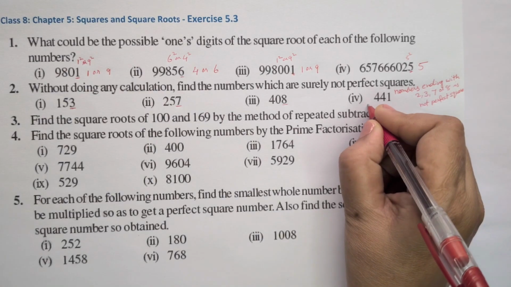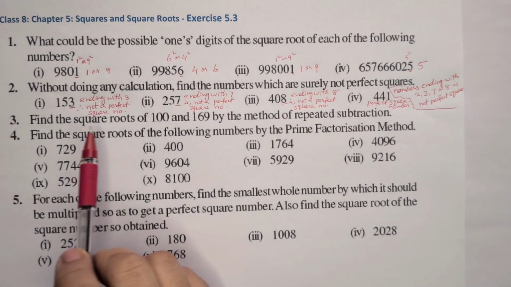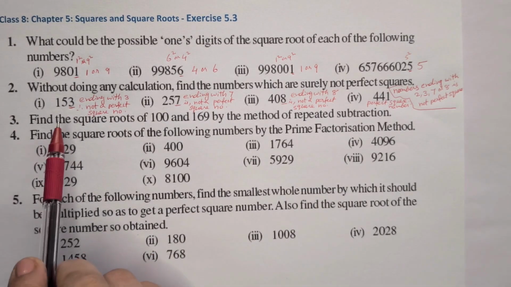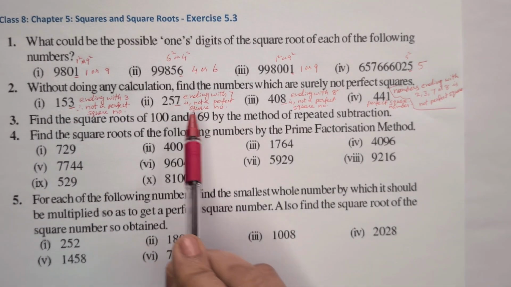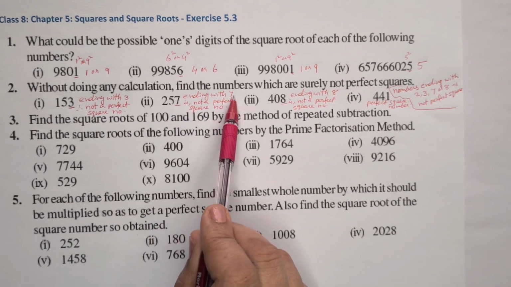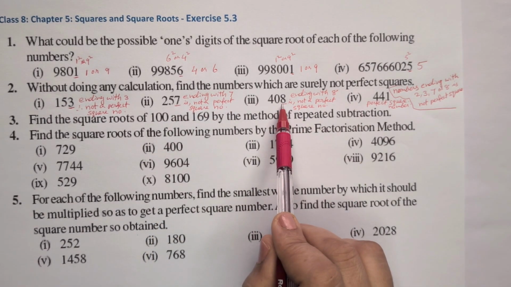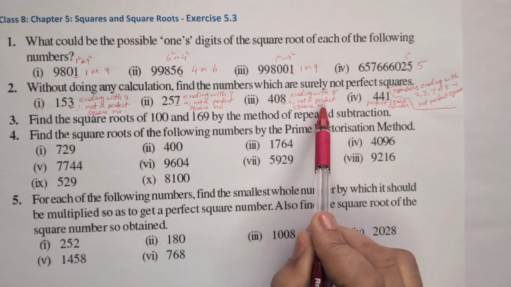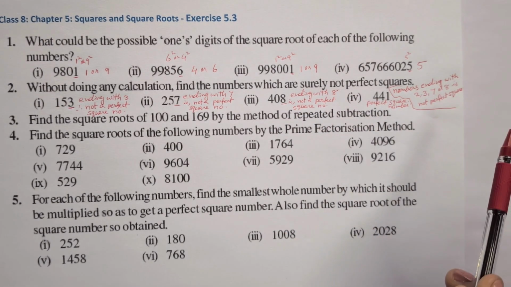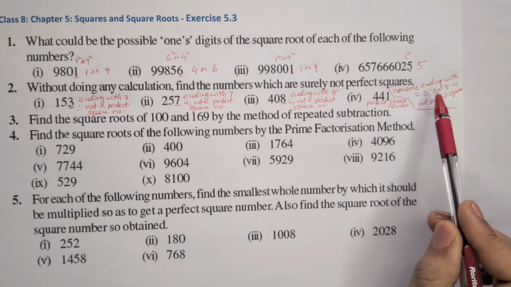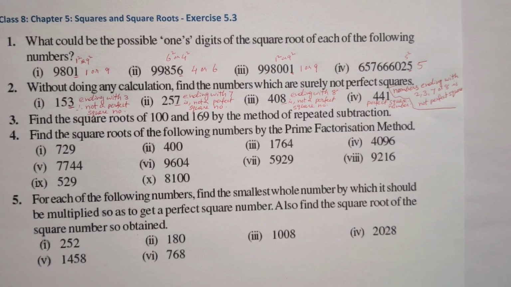441, that is a perfect square number. So we can write here, 153 ending with 3, therefore not a perfect square number. 257 ending with 7, so not a perfect square number. 408 ending with 8, so not a perfect square number. Here 441 is a perfect square number. The rule is numbers ending with 2, 3, 7 or 8 are not perfect square numbers.